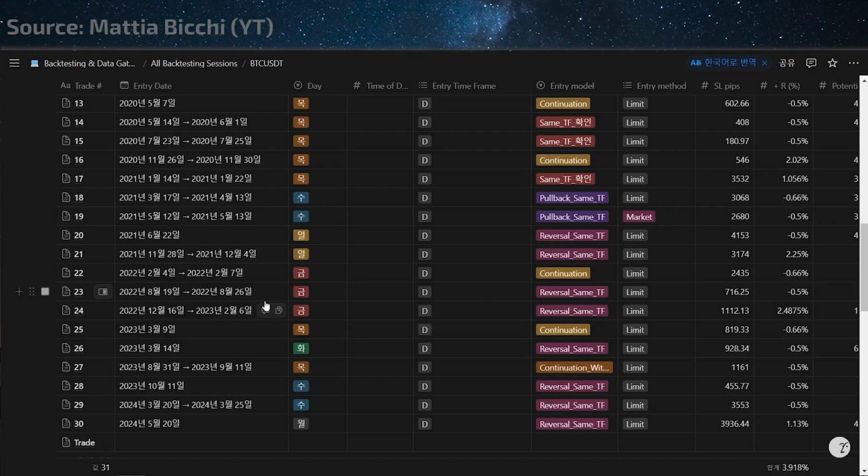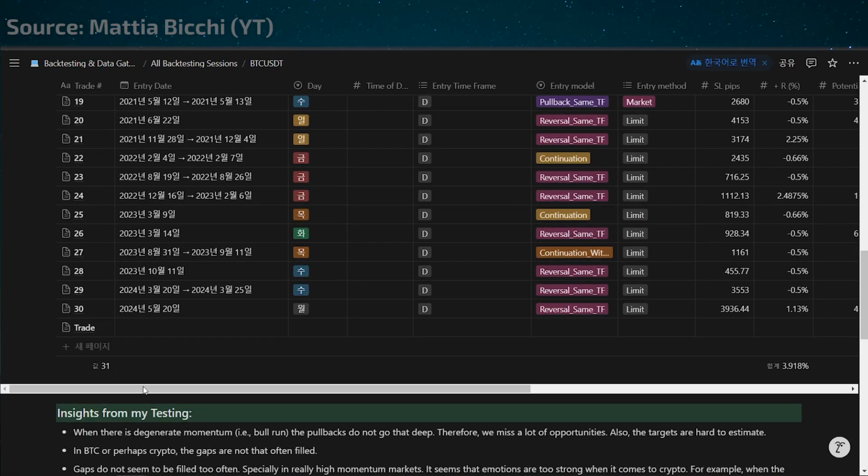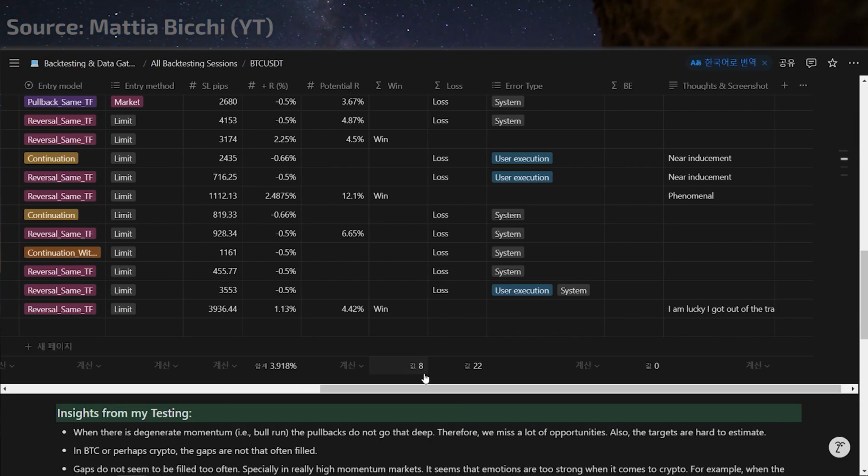I took a lot of trades. In this case, it is about 30. Now, we will take a look at the results right now. As you guys can see, I took 31 trades. I made around 4%, in which 8 of them were wins, 22 were losses.